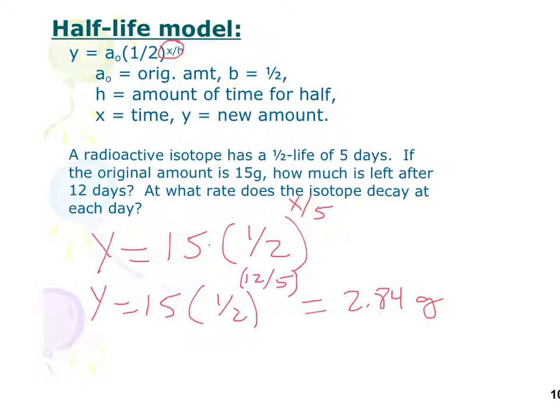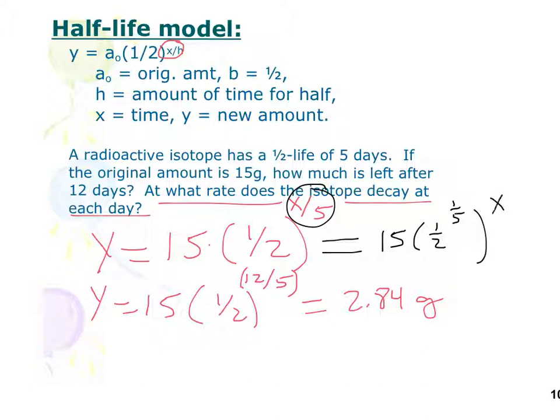Now here we're going to do really the same thing we did before. At what rate does the isotope decay each day? I'm going to head back up here, and I've still got 15 as my starting amount, 1/2. But just like before, when I played around with this and pulled the constant part inside, I'm going to do that again. I'm going to leave x out on the outside, and in the exponent, I'm going to pull in 1/5. So now the amount it's going to decay each day is going to be 1/2 to the 1/5 power.